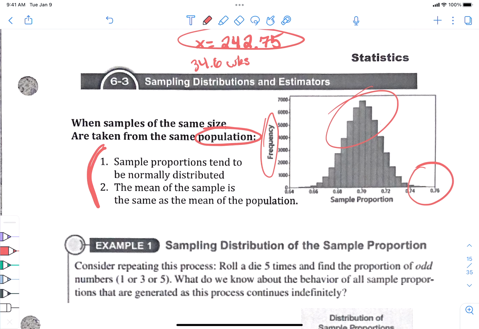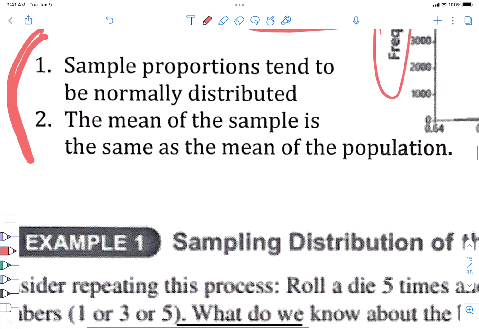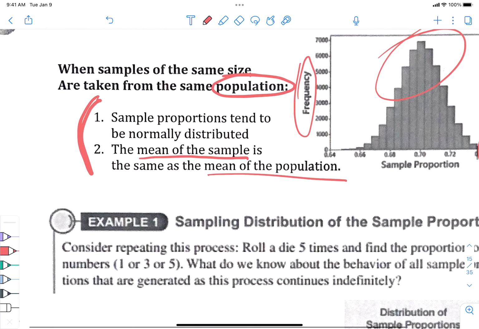The mean of the sample is the same as the mean of the population. Most of the time, the mean of your sample is going to be pretty close to the average of your population, right? Yep. The mean of the sample is the same as the mean of the population. That's a pretty good estimator.